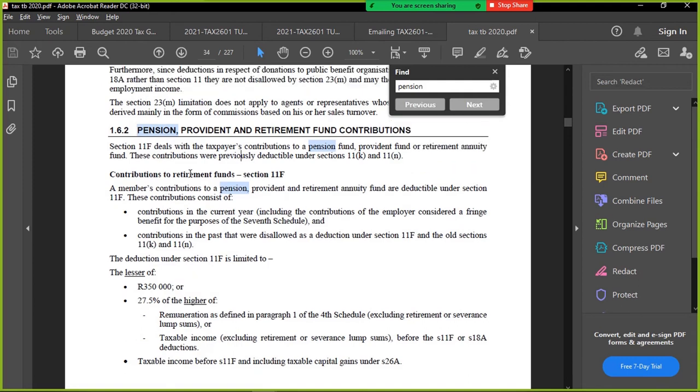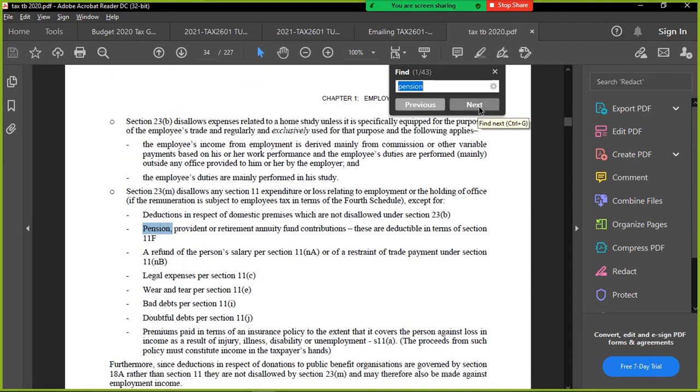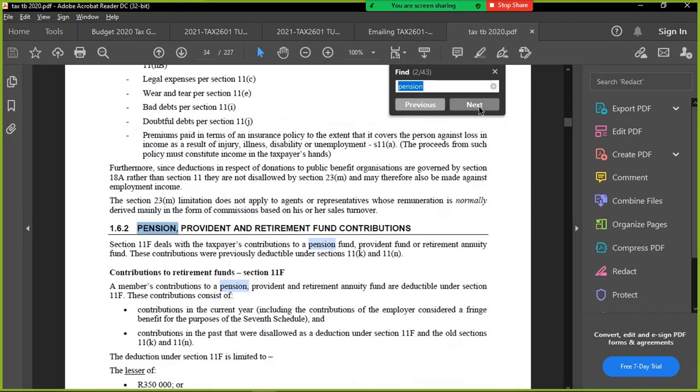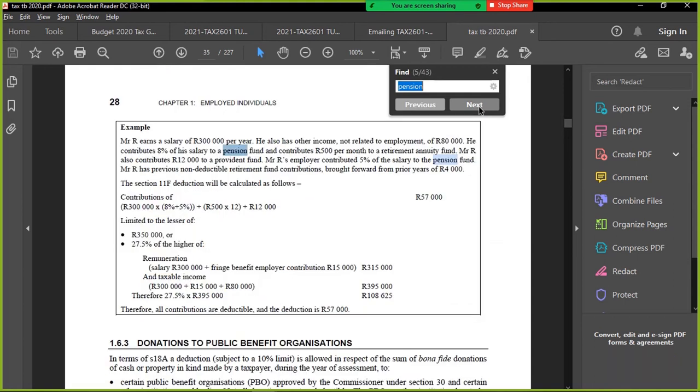Okay, contributions to retirement funds. A member's contribution, see, this is the taxpayer's contribution to the fund. This is for an individual, not for a company. So for the company, we need to look for the company's contribution. There's a difference.